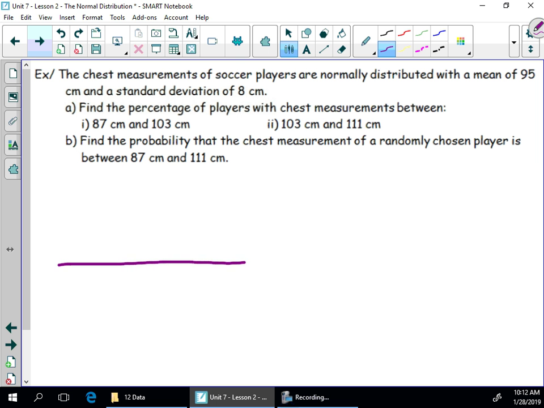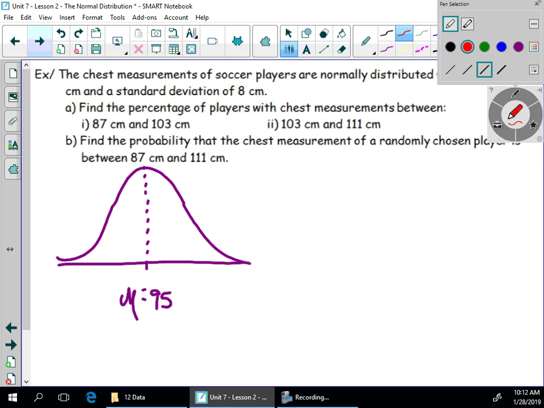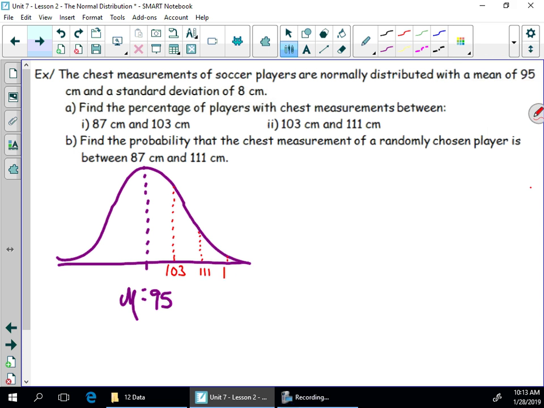So what do I know? I know right off the bat it's going to be normal because it tells me that. I know right off the bat down the middle is a mean of 95. Now I can add some more numbers to that because I was told something about the standard deviation. The standard deviation was 8, which means if I go 8 units to the right, that's 103, that's one standard deviation. I go 8 more units to the right, it's 111, and one more, I can go to 119. There's my 3 standard deviations above.